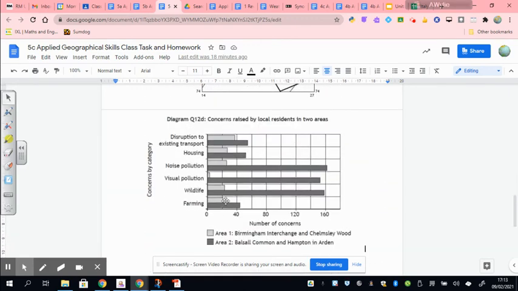Now, we're given those two because the next source is a graph, diagram Q12D, and it gives us some key bits of data about community responses by local residents who live in the Birmingham interchange and Chelmsley Wood area and the Balsall Common and Hampton in Arden. And we can see that there are 6 things that they've obviously been asked, and we can see the numbers of people that responded with a concern. And you would be expected to at least lift one piece of data from this graph in your answer. And I would suggest, certainly for the second part of the exam question, it's likely you may lift more than one. But remember, you would need to explain the point in the context of the development.